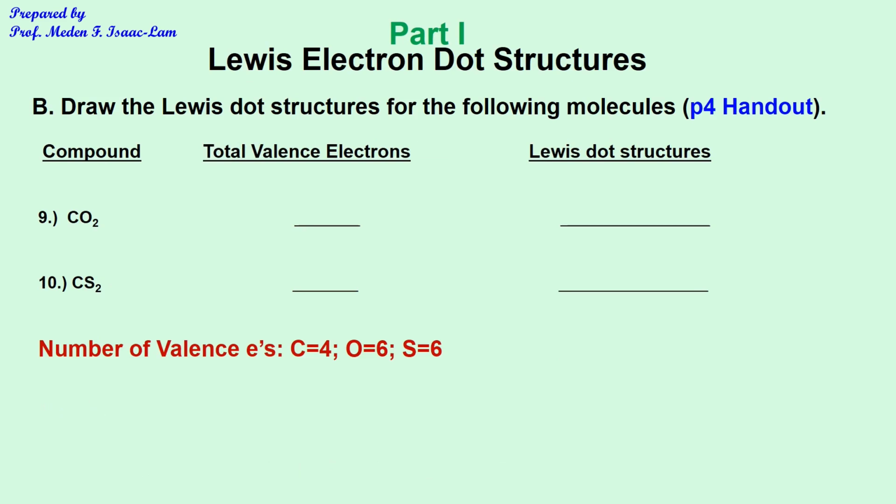Now the last two examples in this page. The same idea, however, we have sulfur in number 10. CO2 and CS2 are actually the same in terms of counting the total valence electrons. So let's do CO2, that's carbon dioxide. Carbon will have 4 plus 2 times 6, that's the total valence electrons, exactly the same as CS2. The Lewis dot structures for both are the same, except that for CS2 you have S instead of O.